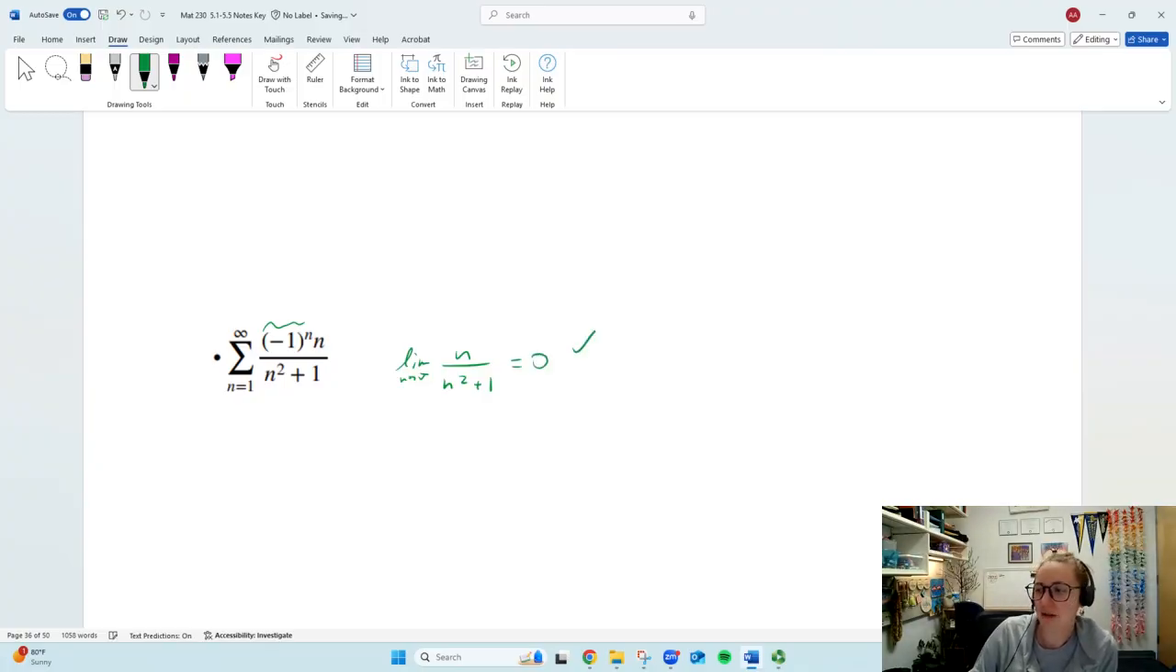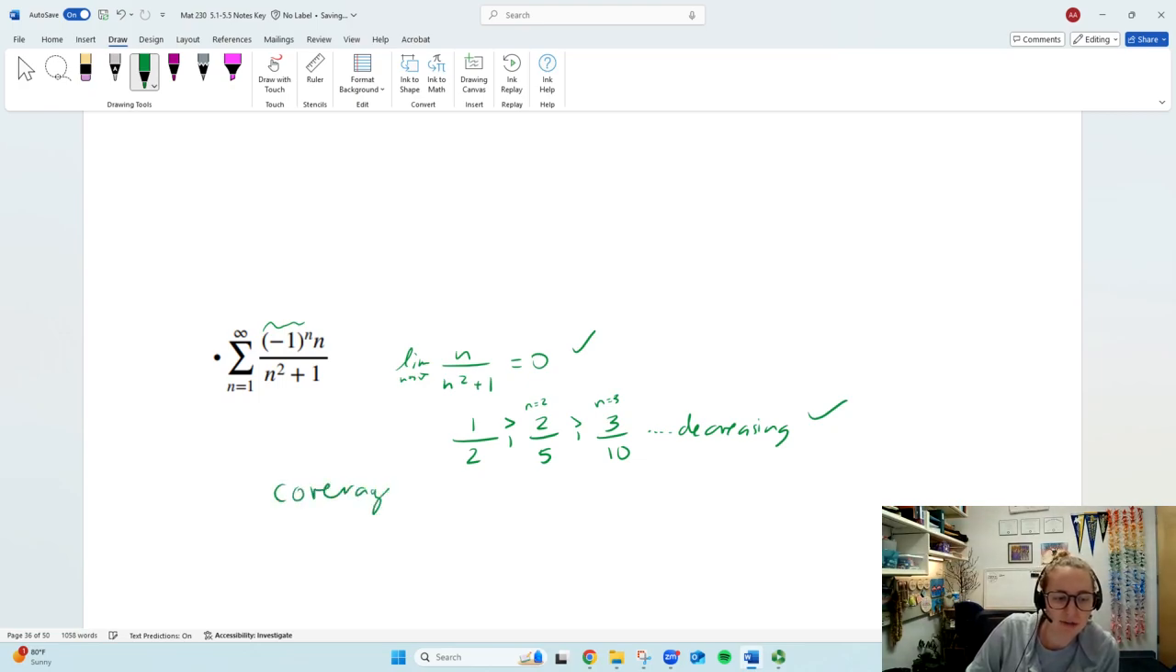So that's good. And now let's look at our consecutive terms. If I plug in 1, I would have 1 over 1 squared plus 1, so 1 over 2. My next term, if I plugged in n equals 2, I would have 2 over 2 squared plus 1, which is 5. If I plug in 3, I would have 3 over 3 squared plus 1, so that would be 10. So you can see these terms are also decreasing. This one was larger, this one was larger, and they're going to be decreasing in size. So by the alternating series test, this also converges.